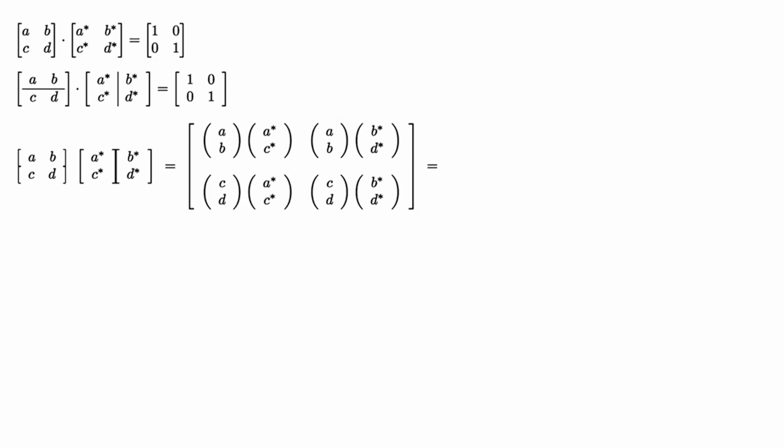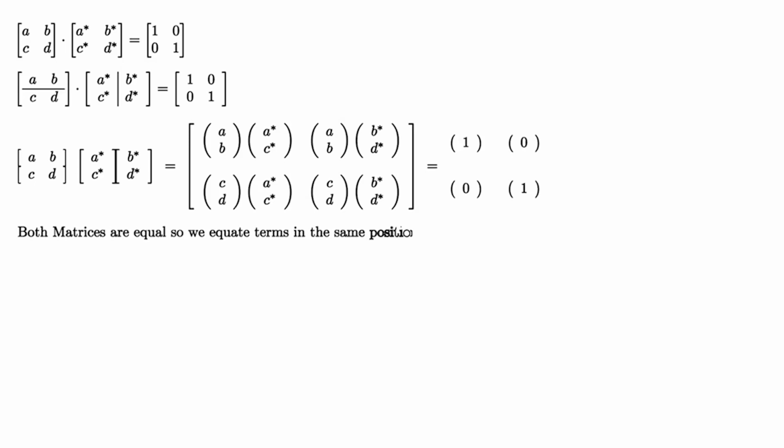We have to recognize that in order for two matrices to be equal, terms in the same positions have to be equal. So this allows us to equate the first term, (a, b) times (a*, c*), to 1. This allows us to write down the equation a times a* plus b times c* equals 1, and we get that expansion after taking the dot product of the vectors.